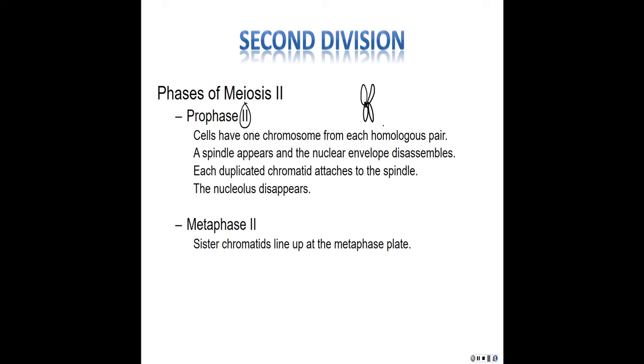So spindles appear, the nuclear envelope disassembles, each duplicated chromatid attaches to the spindle. Again, this is all mitosis, so everything you learned in mitosis is exactly the same. There's a metaphase plate where they all line up in the middle. There's just half the amount now.